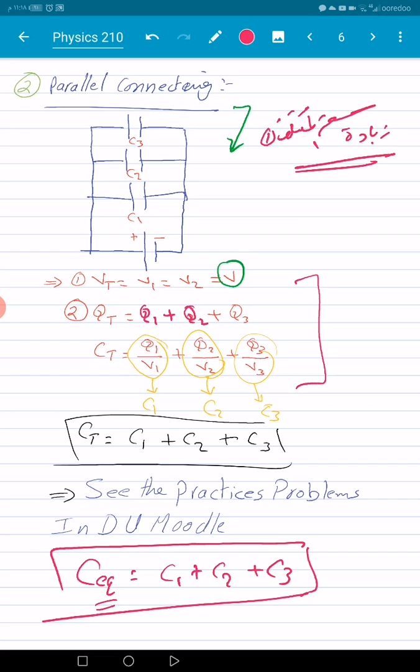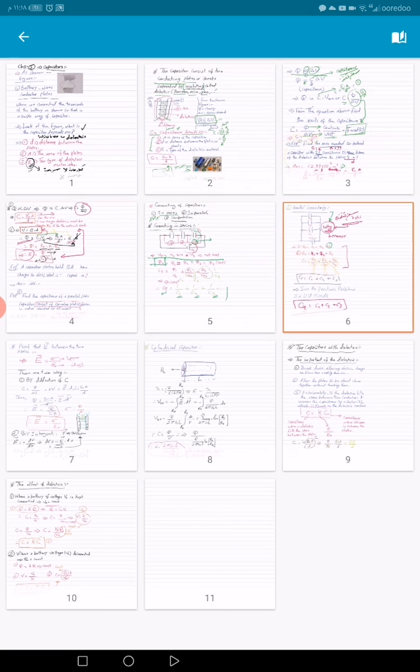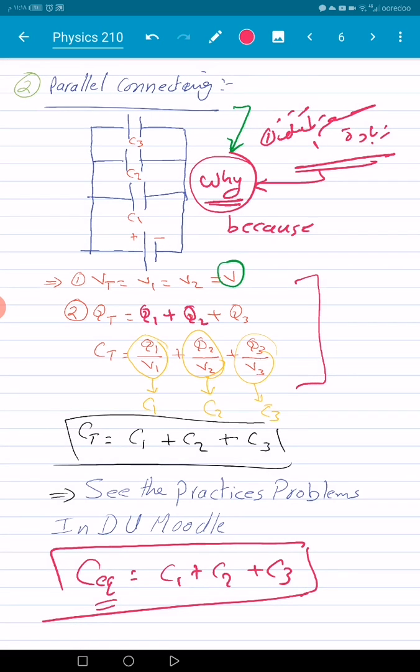Here the question is how you can increase the capacitance of the capacitor when you connect it in parallel. Why? That is because of the area. When I connect in parallel, that means the area will increase. So when the area increases, the capacitance will increase.